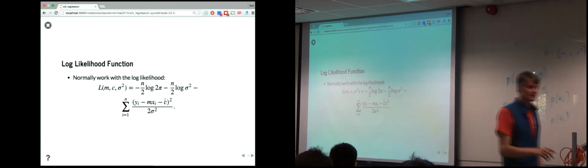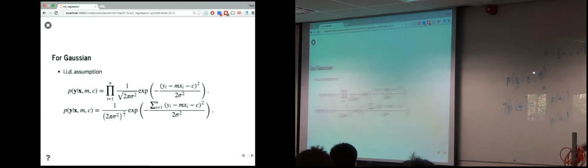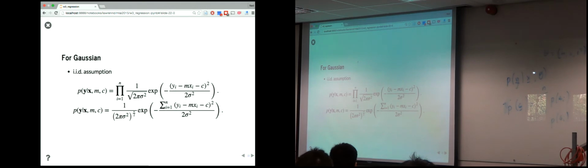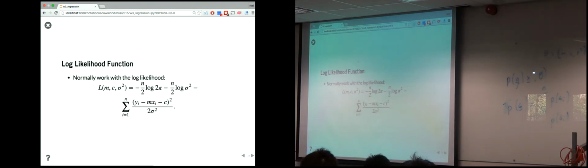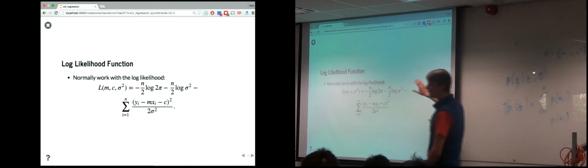And log here just means natural logs. We're always going to be using natural logs. So the exponential here has just cancelled out. That just disappears. So now you should start seeing where we're going.